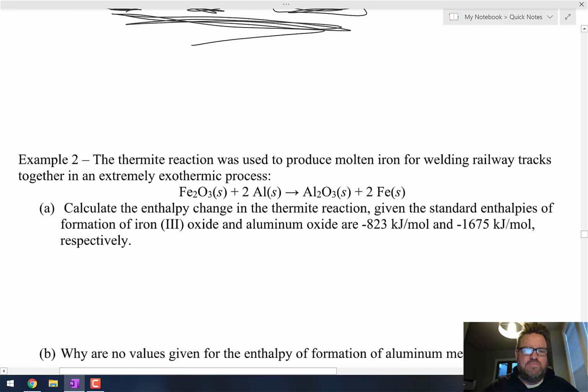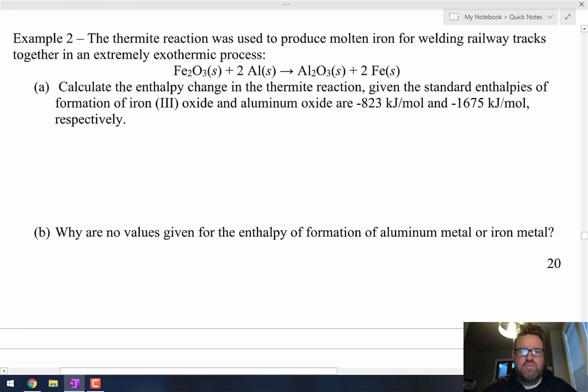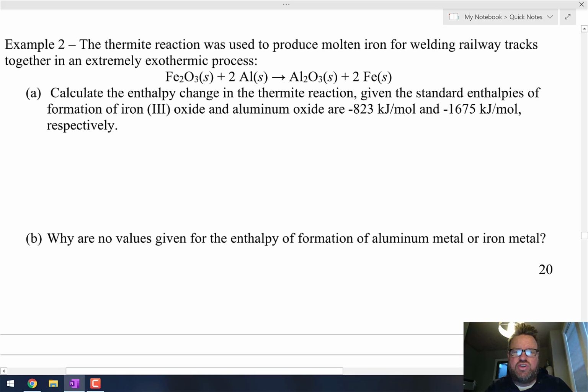Okay, example number 2. A reaction called the thermite reaction, one that produces a lot of heat. It produces molten iron for welding railway tracks together. It's extremely exothermic. Okay, so we know that delta H is negative on that. It says calculate the enthalpy change in this thermite reaction, so that reaction above, given the standard enthalpies of formation of iron 3 oxide and aluminum oxide are those values.